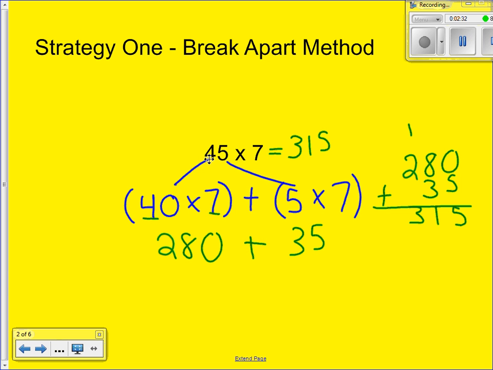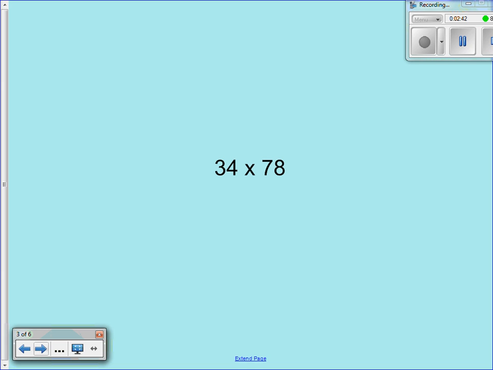Let's now look at an example of using the break-apart method if we have a two-digit factor multiplied by another two-digit factor. Let's look at the example 34 times 78. If you remember in class, when we got to this, we talked about a pattern that we can use. It was tens to tens, tens to ones, ones to tens, and ones to ones. So let's look at what that looks like when we use numbers.